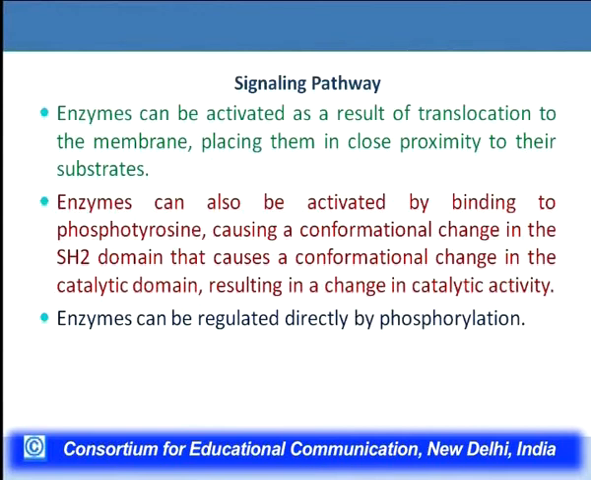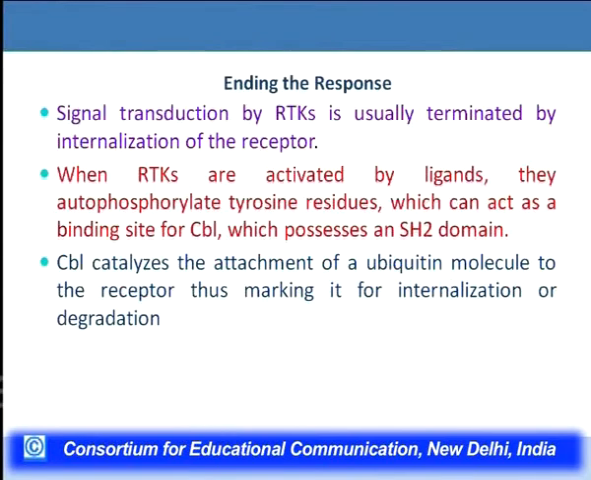to a conformational change in their SH2 domain, which will lead to a change in the conformation of their catalytic domain, and which will lead to a change in the catalytic activity of those particular signaling enzymes. Or they can be regulated directly by phosphorylation. So there are a number of ways by which these enzymes can be activated. There might be a change in the SH2 domain, there might be binding to the phosphorylated tyrosine regions, or there might be direct phosphorylation of these enzymes themselves.